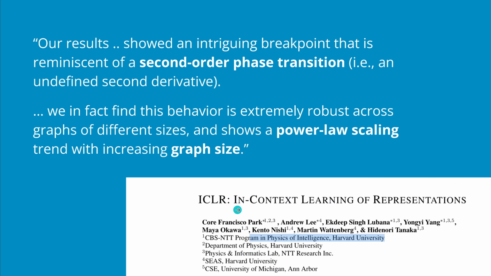So the study by Harvard University about in-context learning of representation showed us, and I quote Harvard, an intriguing breakpoint that is reminiscent of a second-order phase transition. And Harvard found that this behavior is extremely robust across graphs of different sizes and shows an explicit power law scaling trend with an increasing graph size. So we work here with a transformer architecture. We explore different graph sizes and we look for the perfect learning. When is ICL the most efficient learning and training procedure for your LLM?